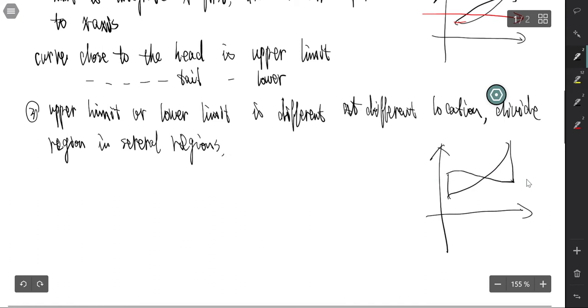In the first part, the upper limit is this curve, the lower limit is this curve. And in the second part, the upper limit is this curve, the lower limit is this curve. That's different, so we have to divide the region into two regions. That's a, that's c, that's b.